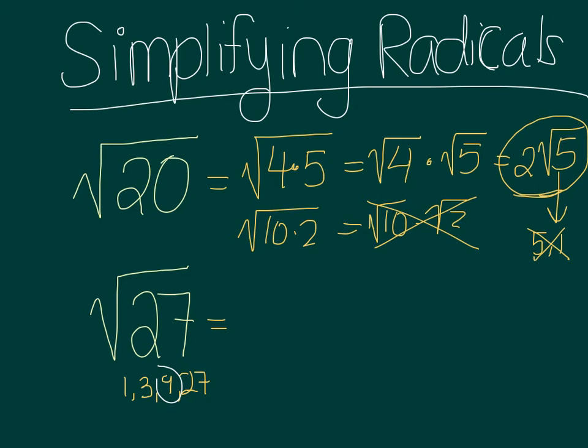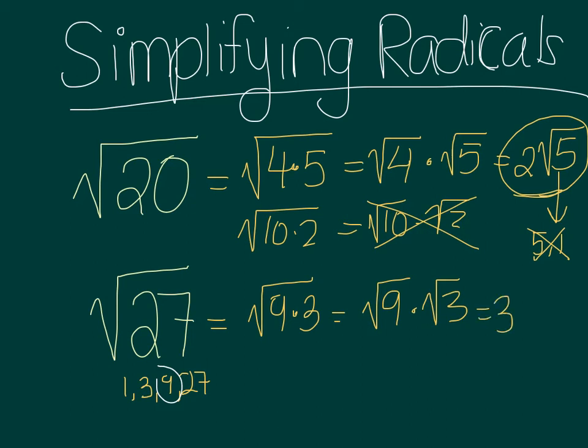So I'm going to write this as the square root of 9 times 3, which simplifies to the square root of 9 times the square root of 3. And I know the square root of 9 is 3, so I have 3 square root of 3. So I know I'm done here because the square root of 3, its factors are just 3 and 1, neither of which are perfect squares.